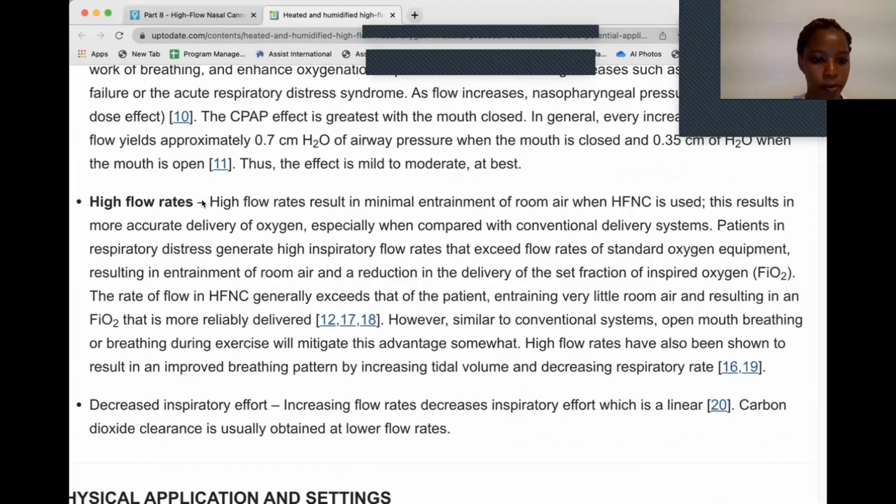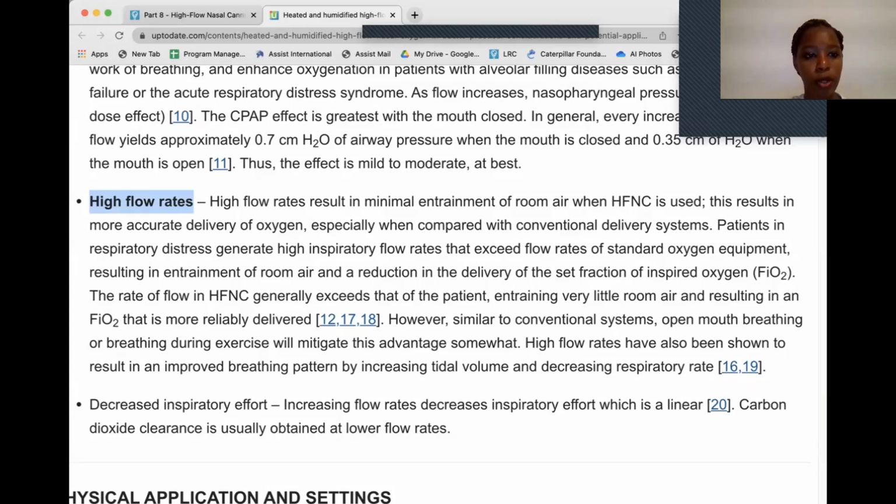So the high flow rates result in minimal entrapment of room air. So this results in more accurate oxygen delivery, since the nasal cannulas fit directly in the nostrils. So you see there is no air being entrapped from the environment. So you're giving it directly.